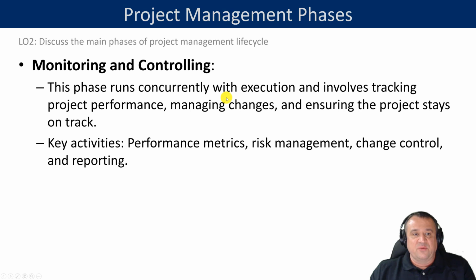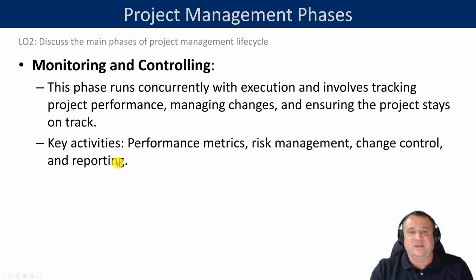So monitoring and controlling involves tracking project performance. So that's the monitoring part, where you just look at the performance compared to targets. Managing changes, right? That's the controlling part. If things are not working well, that may require an active intervention from the side of the project manager. So overall, monitoring and controlling phase ensures that the project stays on track, meaning within timeline and within budget.